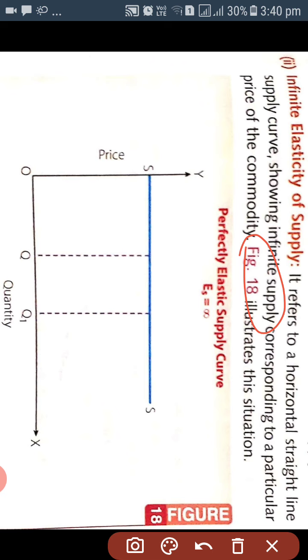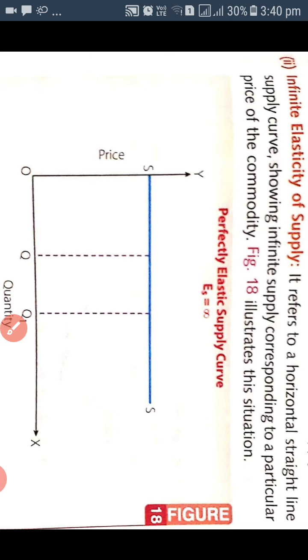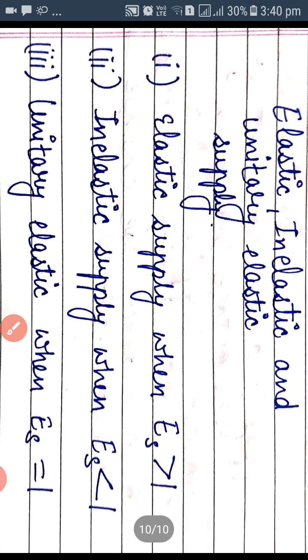It happens when there is an infinite supply at a particular price, and supply becomes zero. It can also become zero with a slight fall in price. Otherwise, I would like to tell you that this is an imaginary situation and it is not in reality. So these were the slopes.